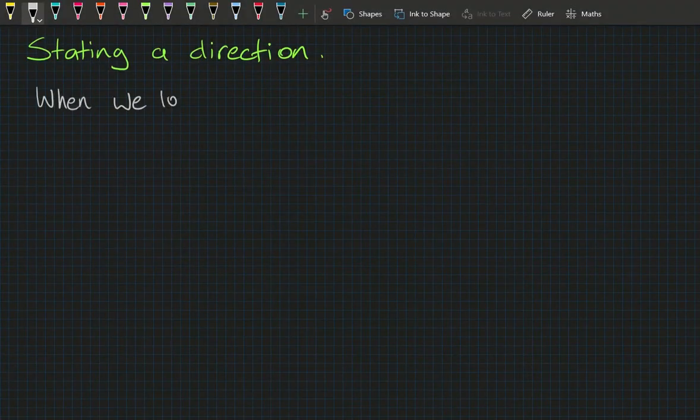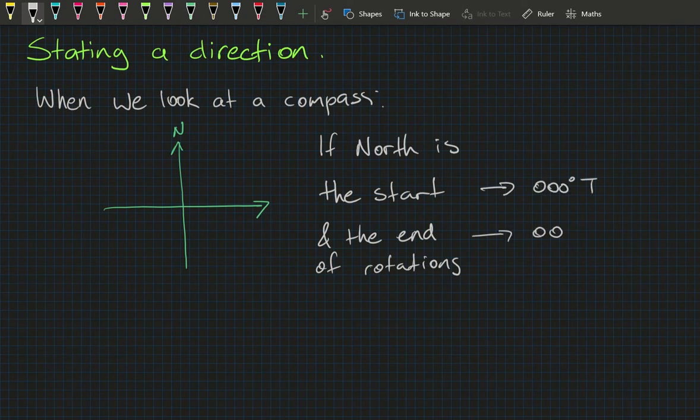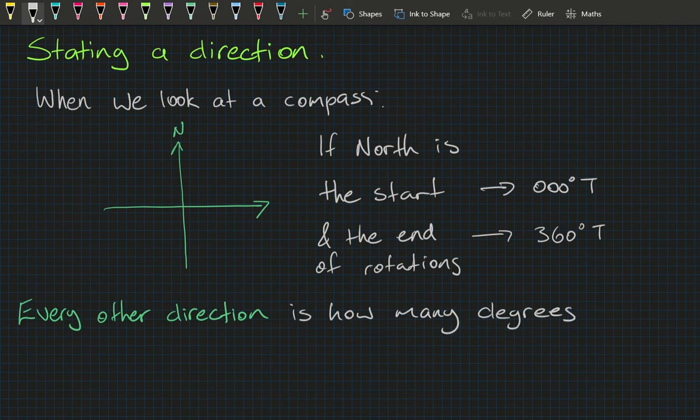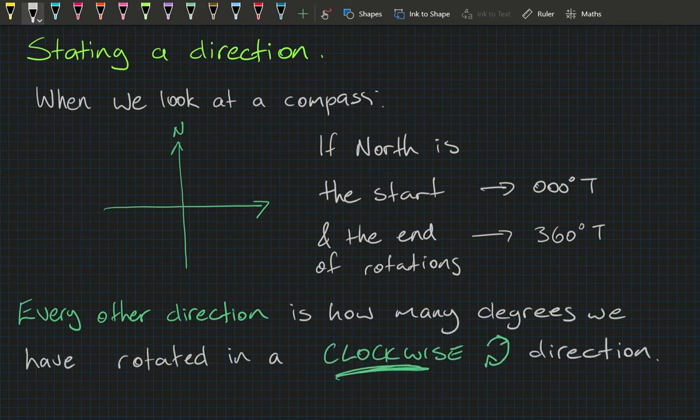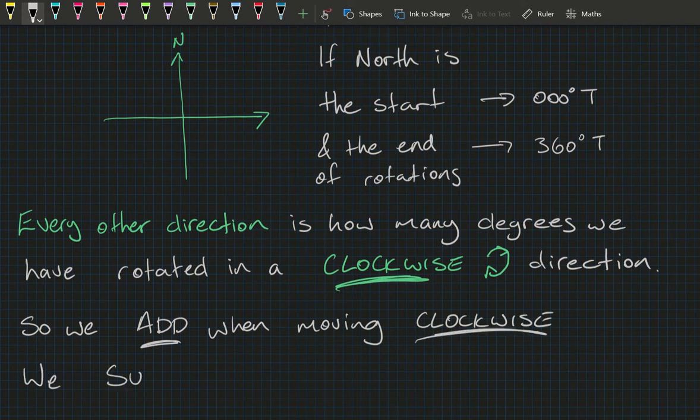Okay, so when we look at a compass, if we consider north as the start and the end of our rotations, in other words, the start is 000T and the end is 360T, then every other direction we could take is how many degrees we've rotated in a clockwise direction. So what this means is when we're considering our turn or our rotation, we add degrees when we're moving clockwise and we subtract degrees when we're moving counterclockwise.